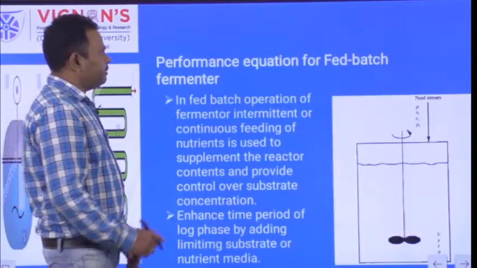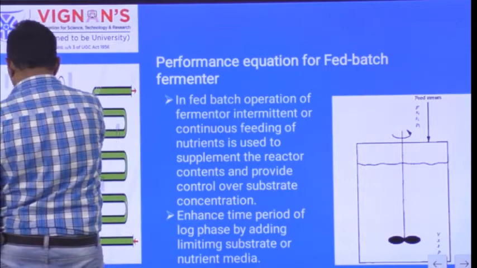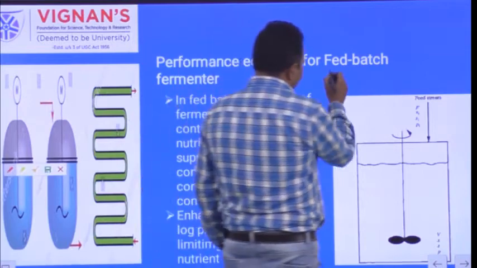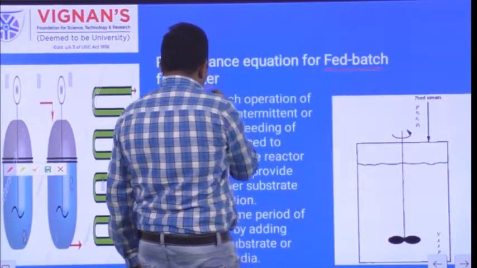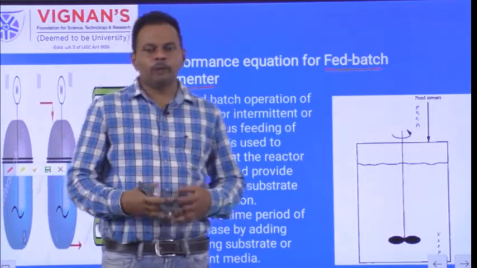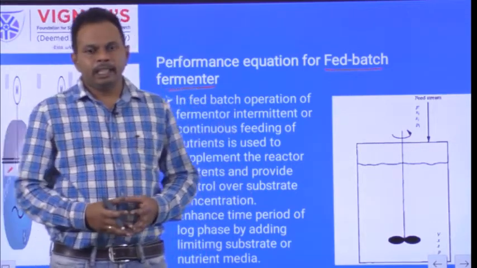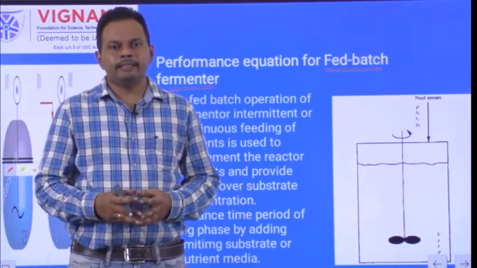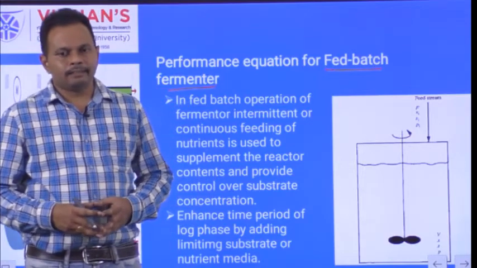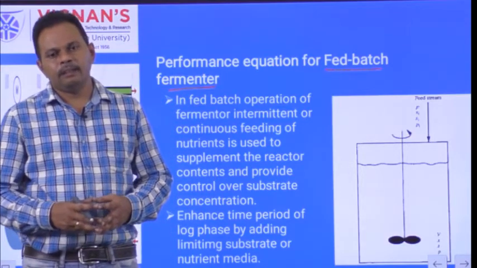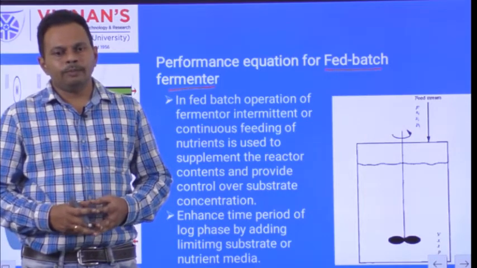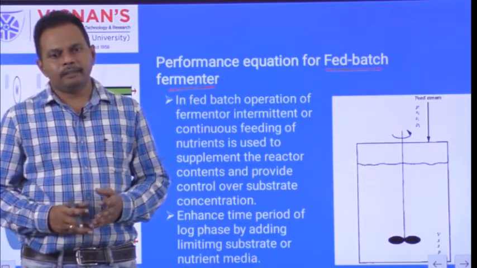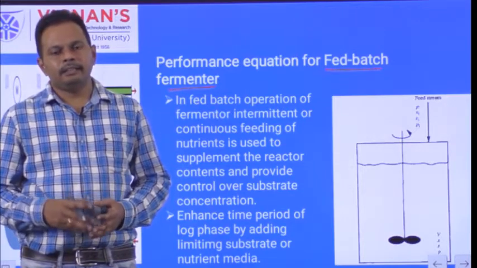Next one, the performance equation for fed batch fermenter. This fed batch fermenter is the most frequently used fermenter in biotech industries, and we already have the conventional batch fermenter. Why should we go for the fed batch fermenter? In batch fermenter there are certain disadvantages. Since the batch fermenter is a closed vessel, during the biological reaction the cells consume the substrate, and we can have the exhaustion of the substrate or nutrient media. Once that happens, the cells fall into the deceleration phase, followed by the stationary phase and then the death phase.